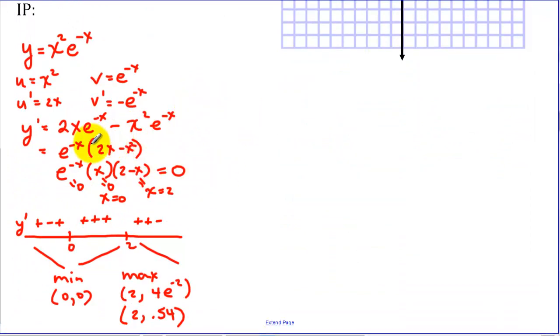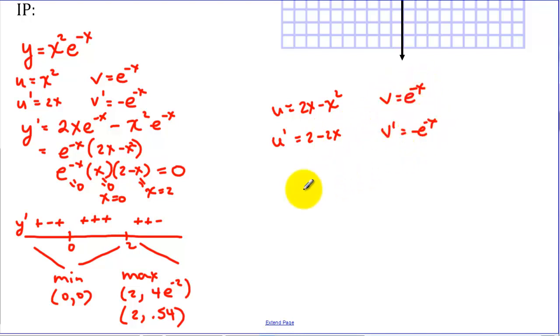So I'm going to use this version here to take my second derivative. So my u is going to be 2x minus x squared. So u prime is 2 minus 2x. V is e to the negative x, and v prime is negative e to the negative x.